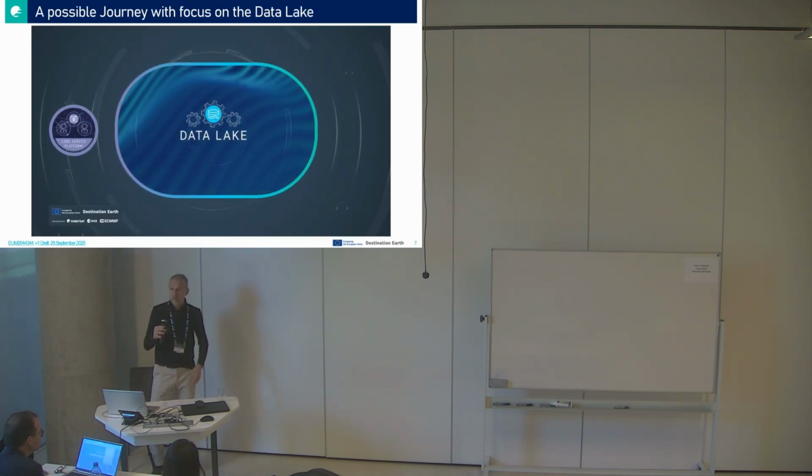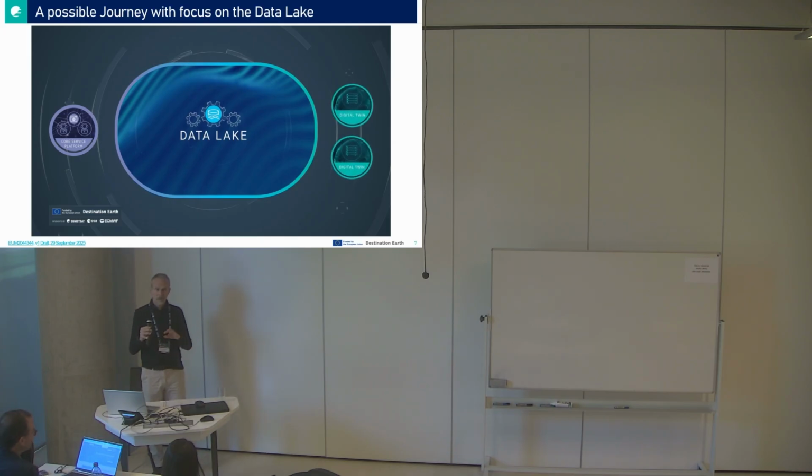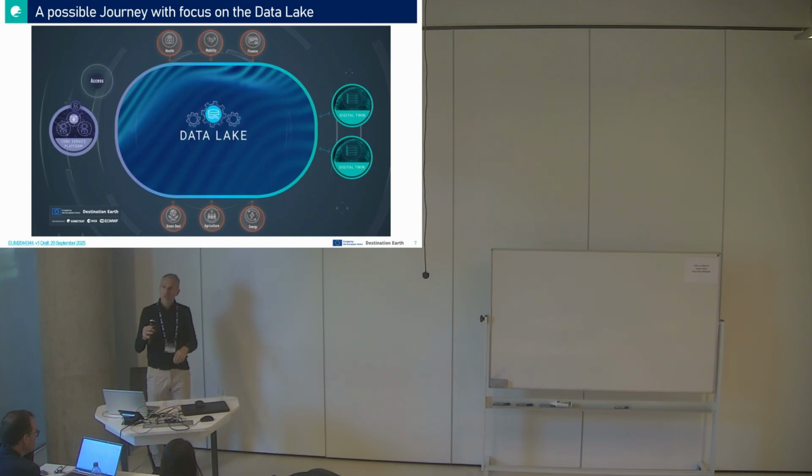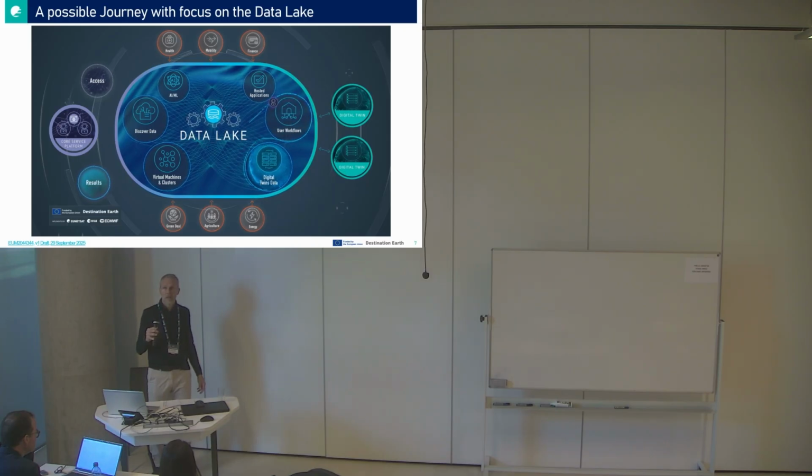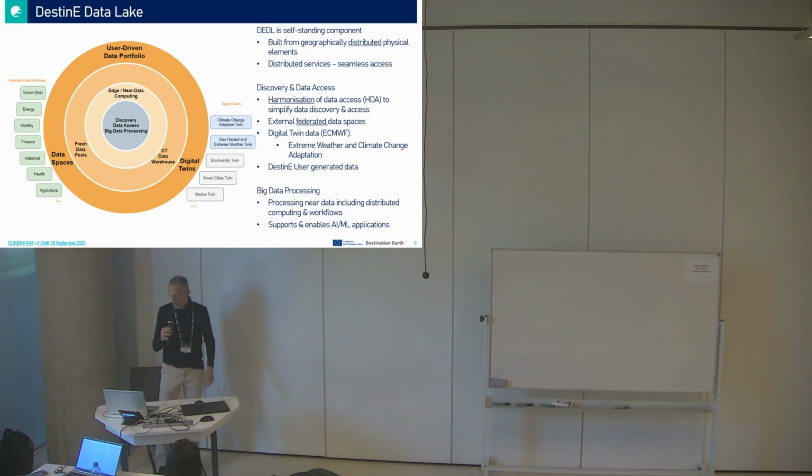Here is one video and animation, a possible journey, but as I explained before you can have many ways of using Destiny. So you could come from the core platform service, you access and discover data sets. You might use AI/ML or other things. You use hosted applications, virtual machines and clusters, access and use digital twin data in the context of workflows. And these workflows produce results which you can take away, or you have your question answered. Later on today, if we have the hands-on, then we are drilling down into this picture and into those services.